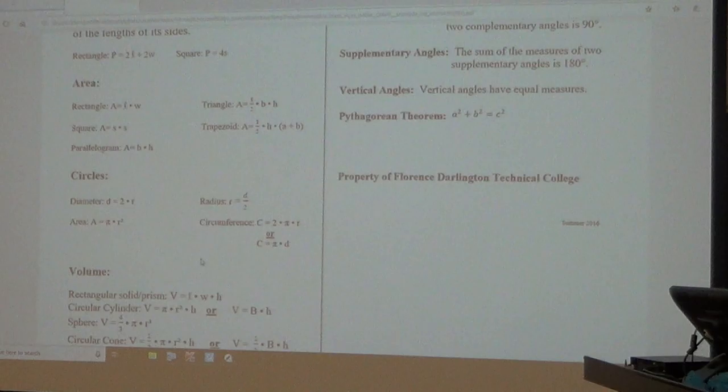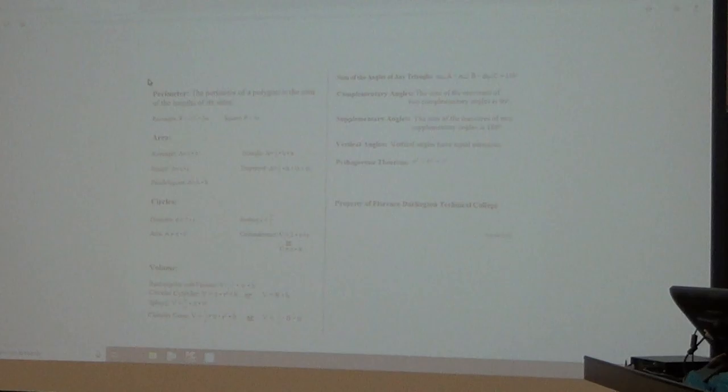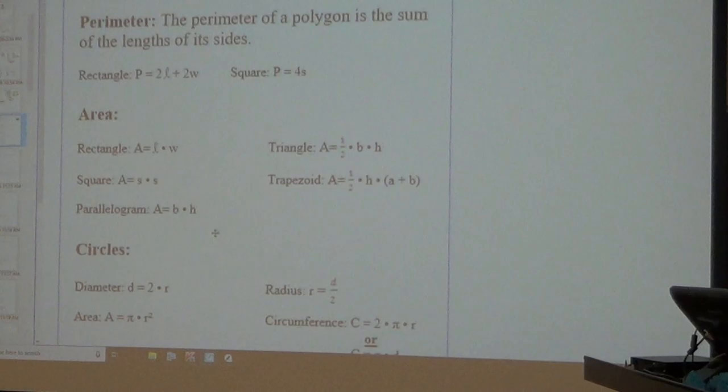Now, let me show you, because Alex will mark it wrong if you put the wrong units on a problem dealing with area, perimeter, or circumference.